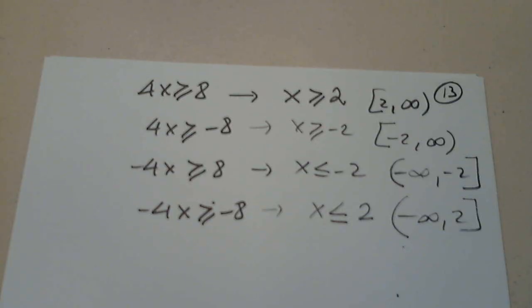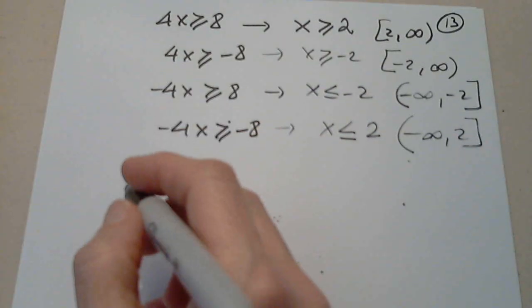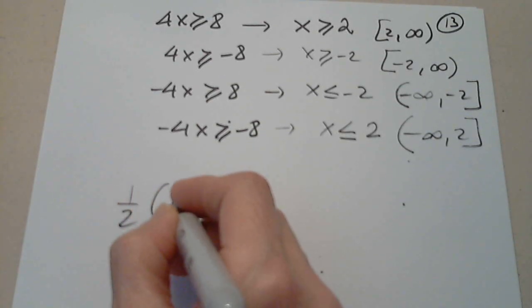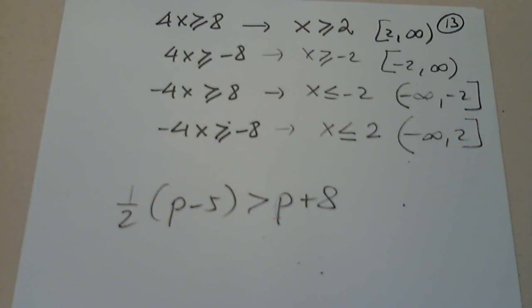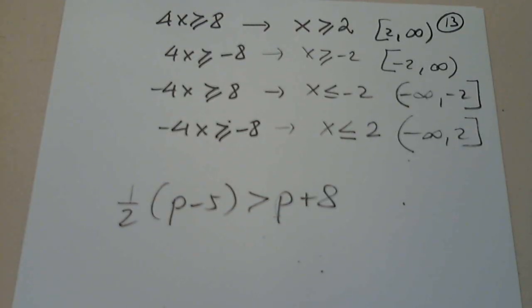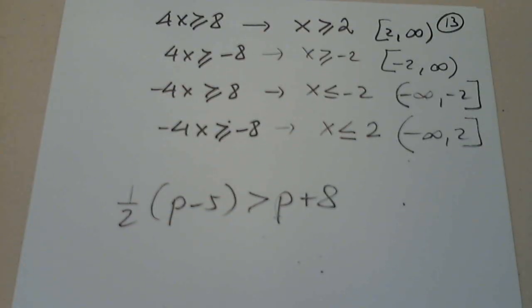I just want us to solve. Okay, ready. So 1/2 p minus 5 greater than p plus 8. We're asked to solve the inequality and express the answer in set builder notation with a vertical bar, and graph the solution. Perfect. Okay. Knowing me, and hopefully you learned something from me, you know what I'm going to do first. Times it all by 2.